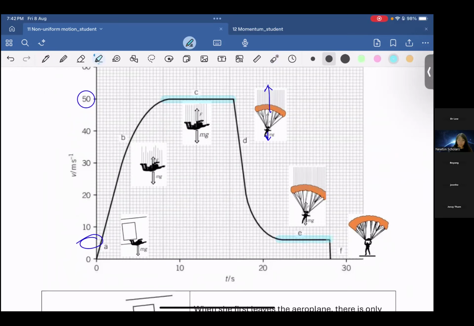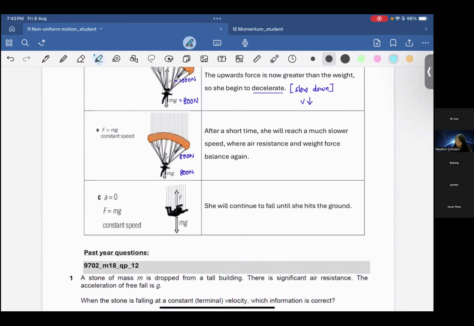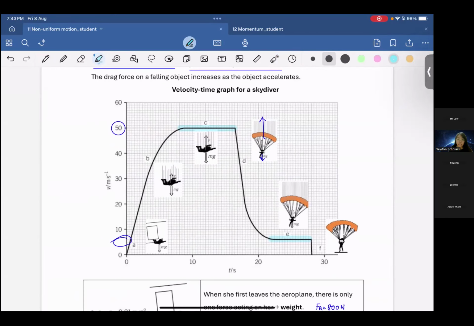At this constant velocity, or we say terminal velocity, the force upward and downward are balanced. So from here until the end, it continues until she hits the ground. This is how the whole process happens and how they achieve the terminal velocity. Now I'm going to show you the video.